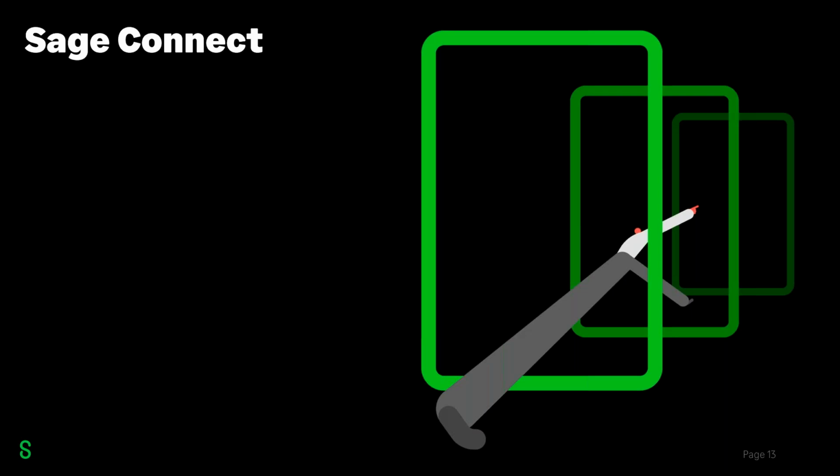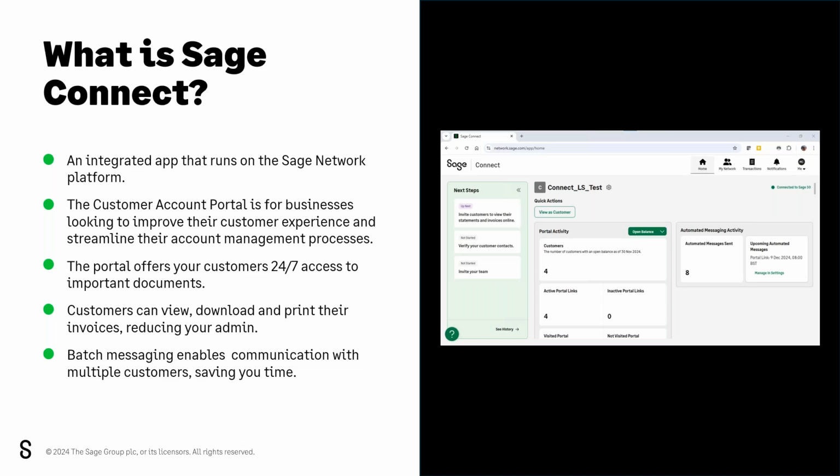Hi everyone, I'm Michael. We're going to look at Sage Connect next. Sage Connect is an app that integrates with Sage 50 accounts and runs on the Sage Network platform. Hopefully, as you'll see over the next few minutes, it can be an excellent time saver. Again, pulling on those themes from the likes of Sage Copilot. It enables your customers to easily access and view their information online. This is ideal for businesses looking to improve their customer experience and streamline their account management processes.